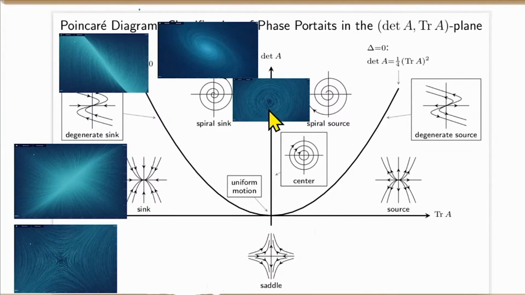Undamped is a center. Underdamped is a spiral. Critically damped is the repeated root. Overdamped is the real sink. Right. So this quadrant, quadrant 2, with this vertical line that separates them, that contains all of your mass spring thought process. Okay.